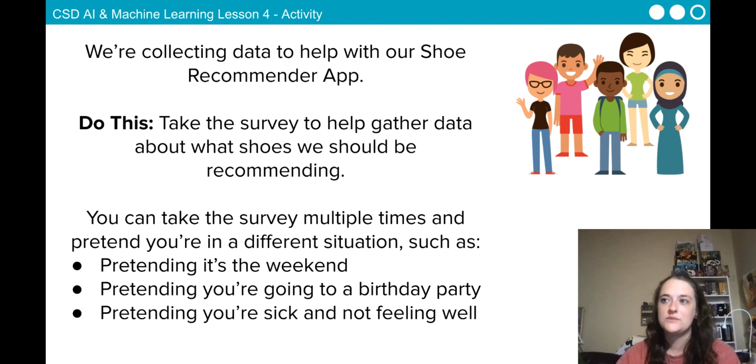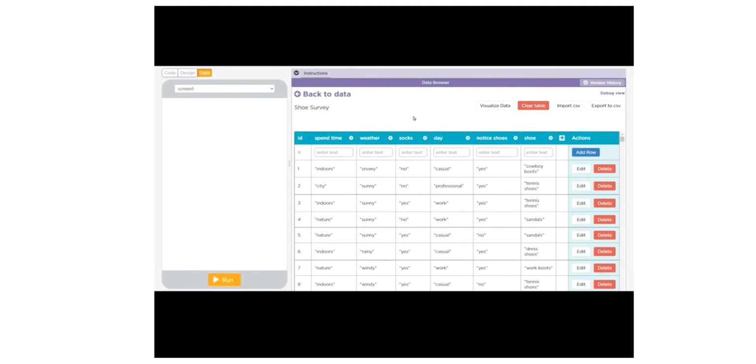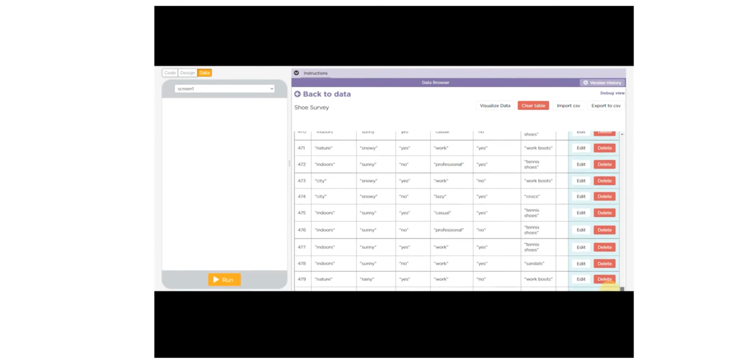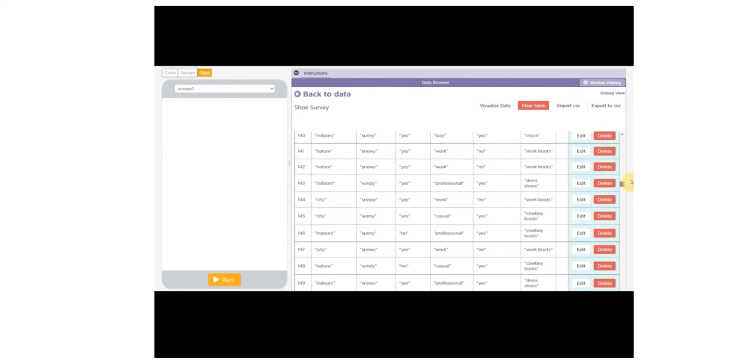See what happens with our data. Once we've gathered all of our data through our survey, we can view that data in a big table. Each column in our table represents one of the questions that we asked in the survey, and each row represents how someone answered that question. If I scroll through this table, there's a lot of data. It looks like 500 people answered this survey.